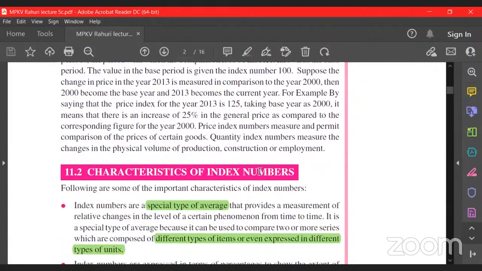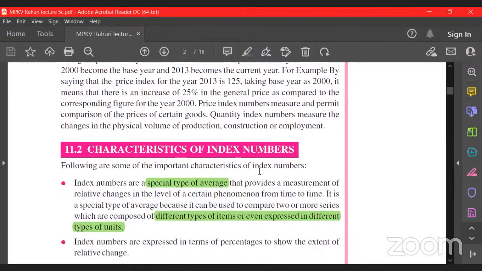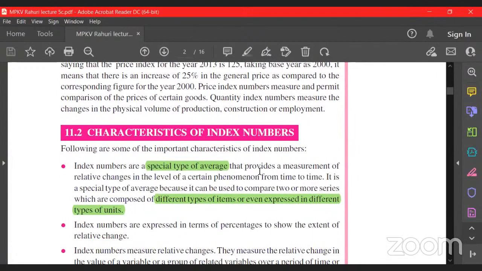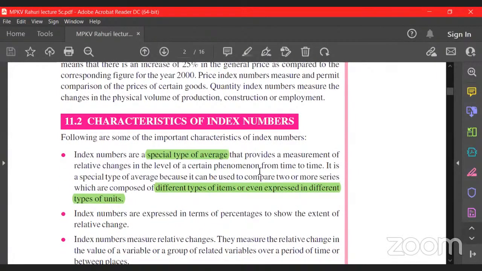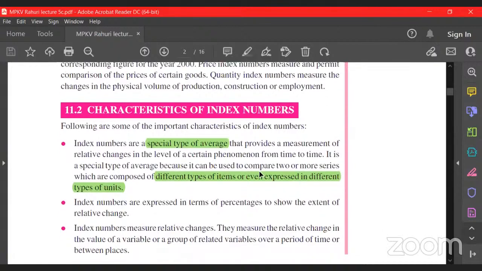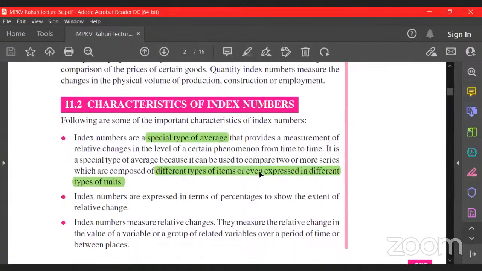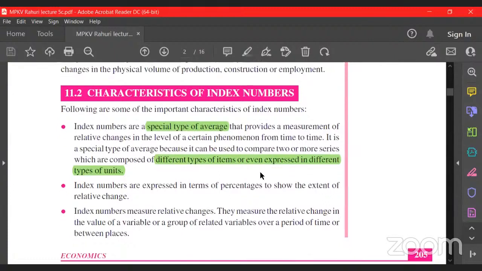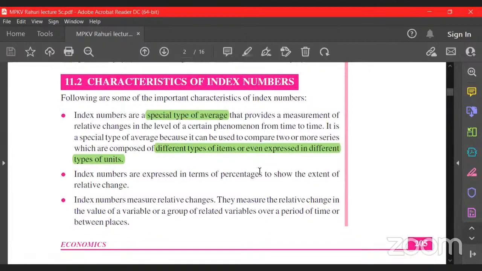So we have characteristics. They are a special type of average, which I told already. Then they are shown in terms of percentage. Obviously, any ratio we will take as percentage only. Then they measure relative price change, over a period of time or between places, as I explained, between now and the independence period or between two different countries.